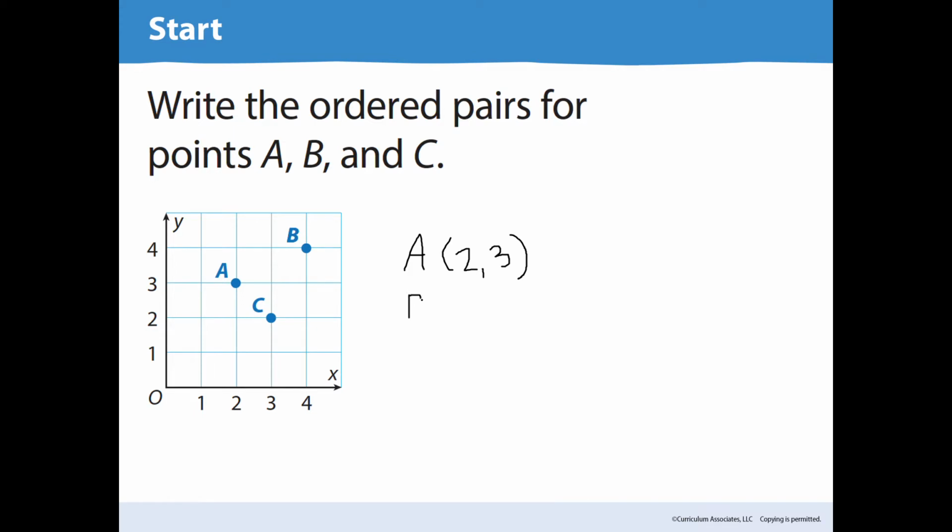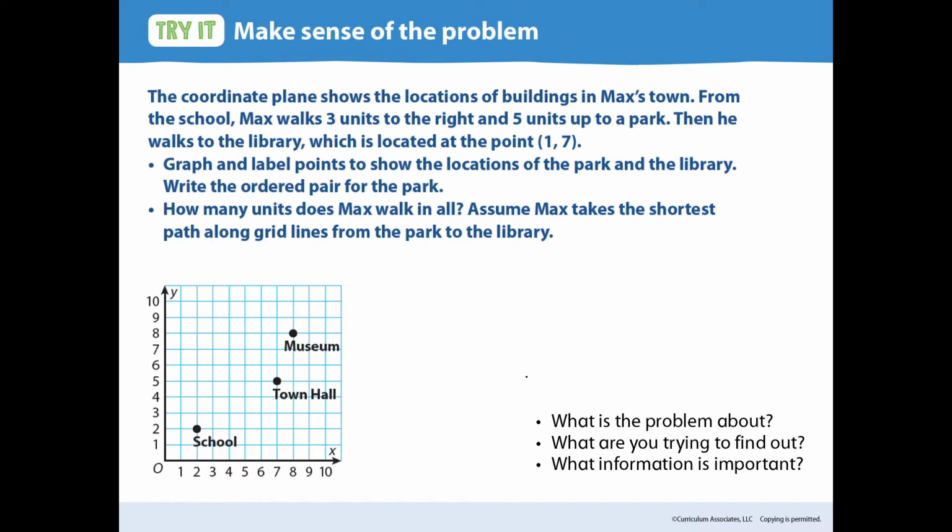B is over 4, up 4. So the ordered pair is 4, 4. And C is over 3, up 2. So C's ordered pair is 3, 2. All right, let's get started in our workbooks.